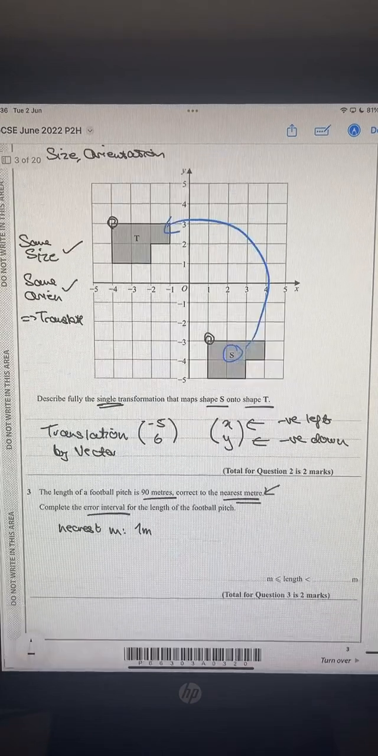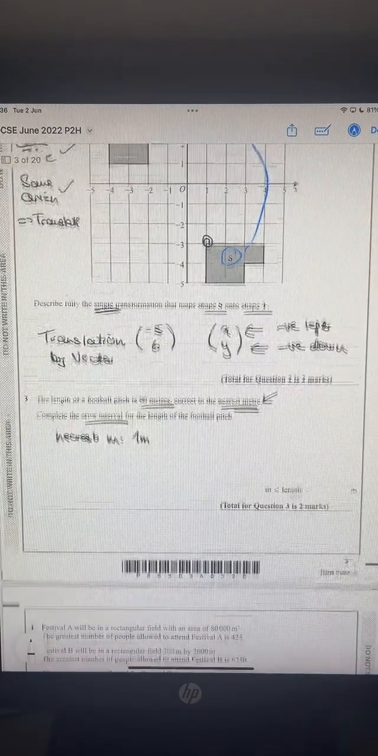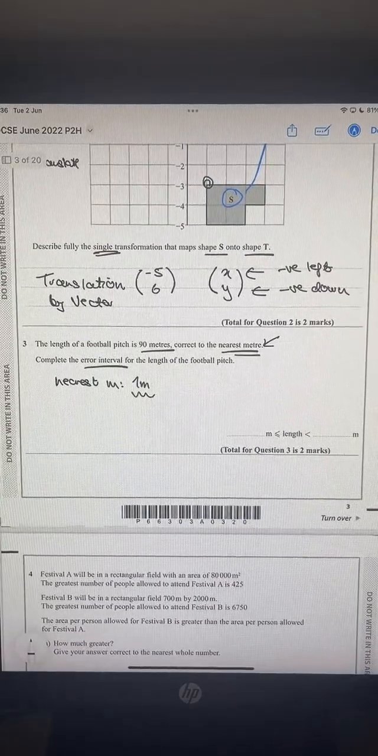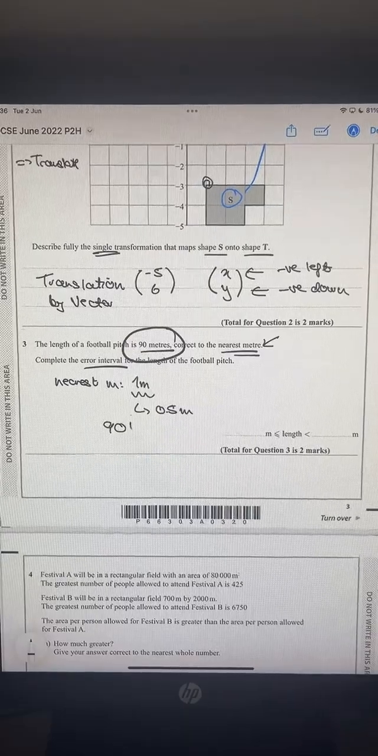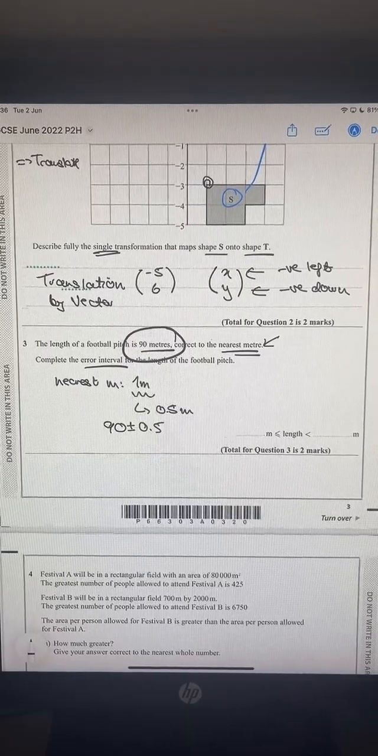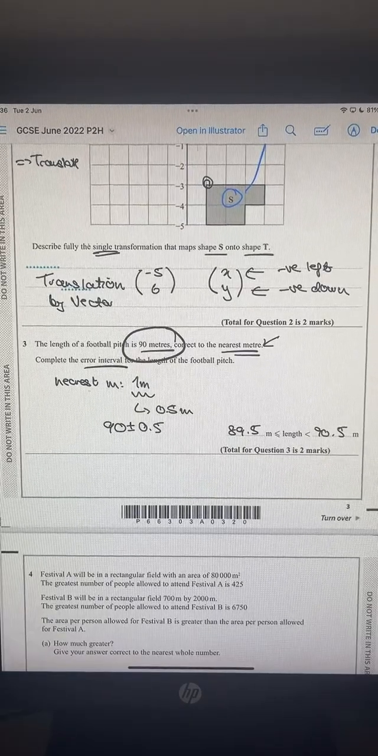Okay, so what I do is, with error interval type questions, no worries, Yasmin, is you take the precision you rounded to. So here I've rounded to the nearest 1 meter, that's my precision, and I half it. So I have 0.5 meters. And all I have to do is take the value rounded to, which is 90, and do plus and minus half of that precision, 0.5. So 90 minus 0.5 is 89.5 meters, and 90 plus 0.5 is 90.5 meters. And that is my error interval.